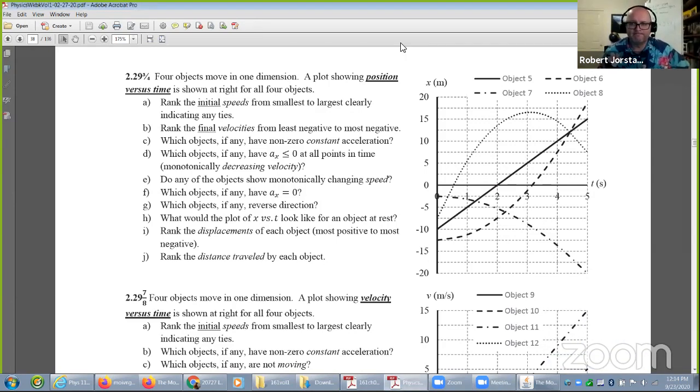So let's see if I can see some people here. What do you think? Maybe somebody wants to chime in that hasn't been speaking up. If you want to, that's cool. If you don't want to, that doesn't bother me. But yeah, what do you think? Anybody want to try part A? We want to rank the initial speeds, and we're on an XT plot. Just kind of talk me through it, what's in your brain, or just say the answer, whatever you think.